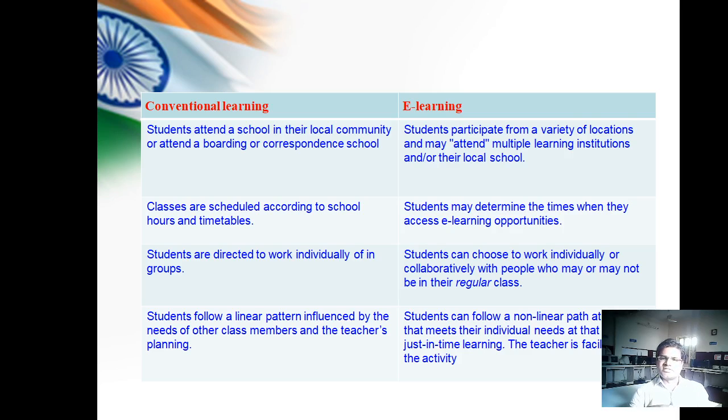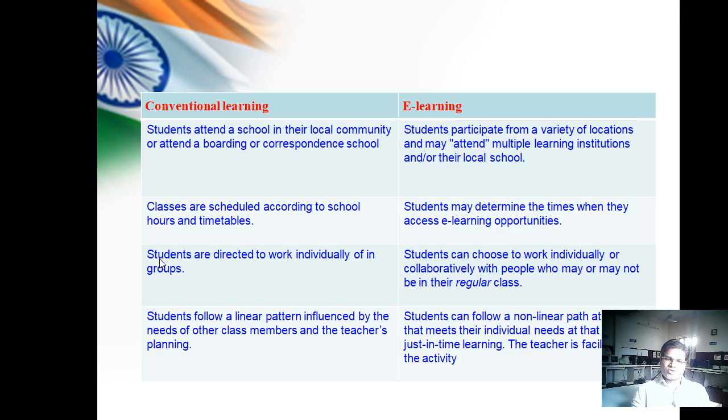Then, what is the basic difference between conventional learning and e-learning? When we see the first point, in conventional learning, students attend a school in their local community or attend a boarding or correspondence school, whereas in e-learning, students participate from a variety of locations and may attend multiple learning institutions and or their local school. And second point, in conventional learning, classes are scheduled according to the school hours and timetables, whereas in e-learning, students may determine the times when they access e-learning opportunities.